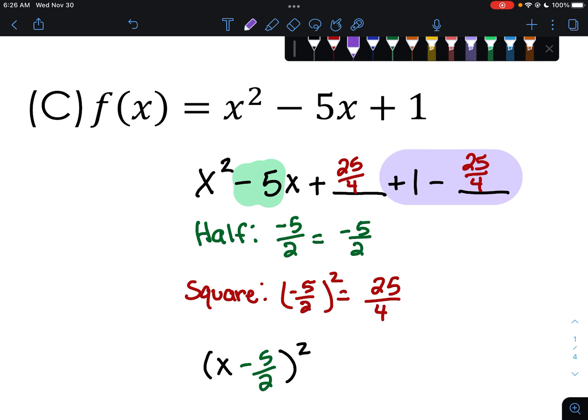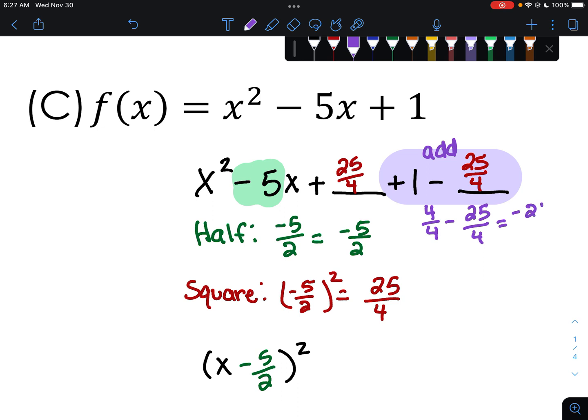Now, in order to add fractions, we have to have a common denominator. So you could type what I just highlighted in purple by itself in the calculator, or you can do it by hand. To do it by hand, I need them to both have the same denominator. So I'm going to rewrite 1 as 4 over 4, and that allows me to subtract 25 over 4 from it, and it gives me negative 21 over 4. So minus 21 over 4. And that right there would be the same equation that we started with, written in vertex form.